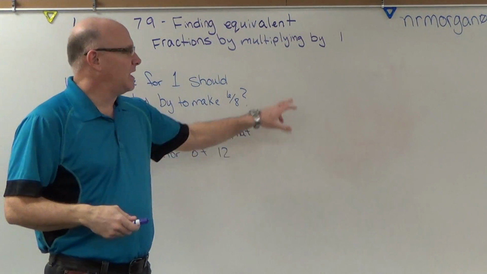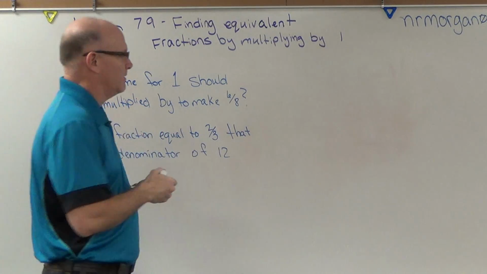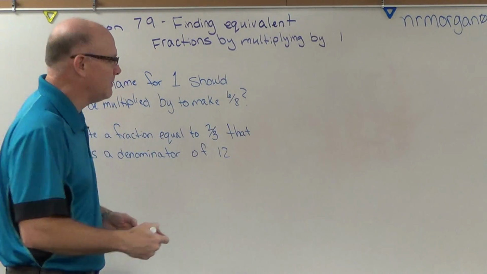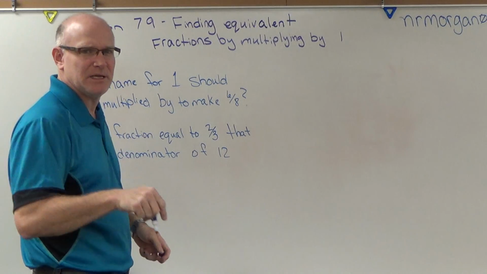So anything times 1 is going to equal 1, or equal itself. Why do I keep doing that? Alondra, stop messing me up.